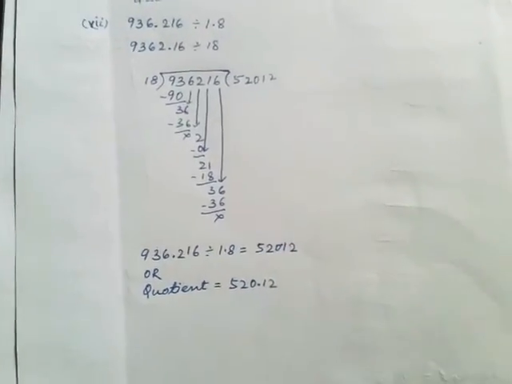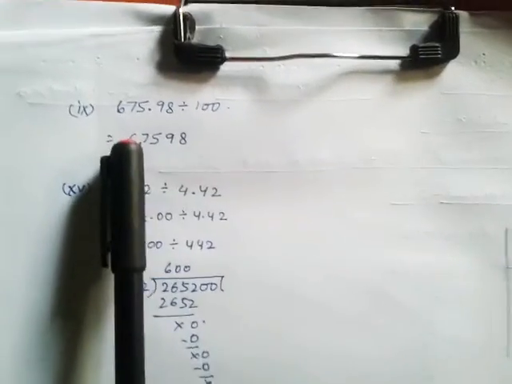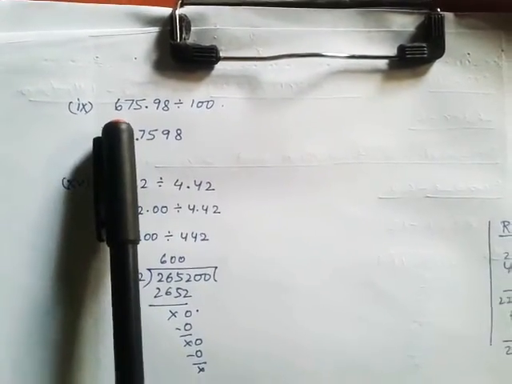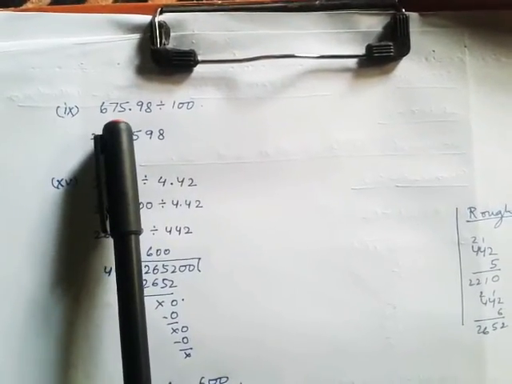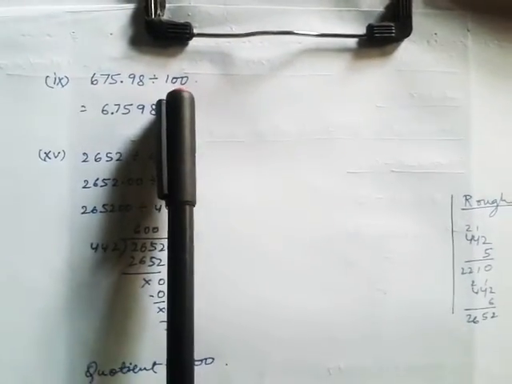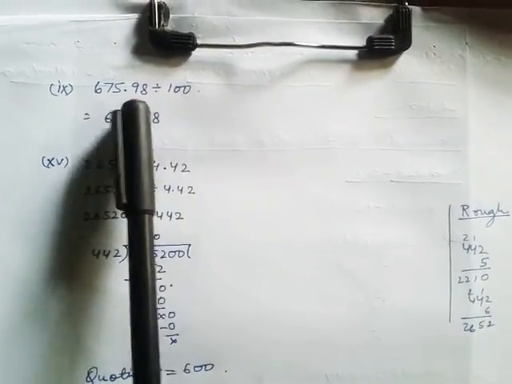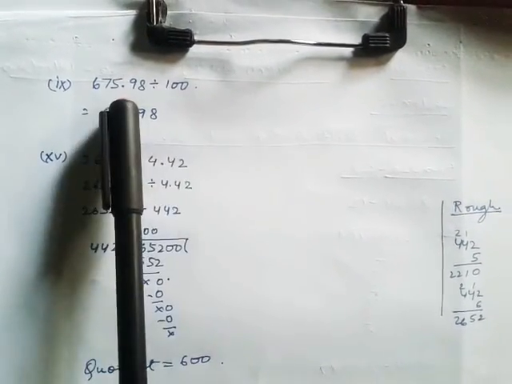Now next question. In the question number 9, I have solved here. It is the case of 10 and multiples of 10: 675.98 divided by 10. As I explained earlier, when we divide by 10 or a multiple of 10, the decimal goes to the left depending upon the number of zeros. So here 2 zeros, this decimal goes 2 places to the left.